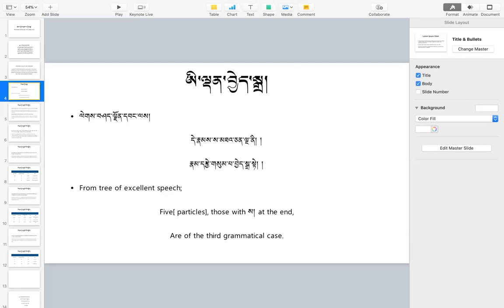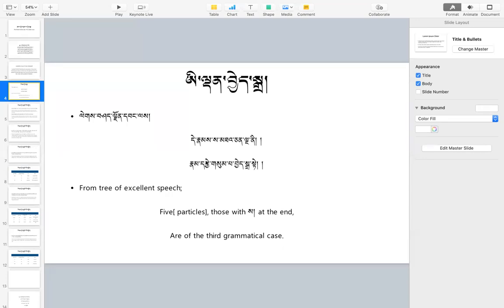Nami sumba chera te, which means the third grammatical case that is of the subject case. So here we see that these 5 particles are used in a particular usage case that is of the subject case. So 5 particles, those with sa at the end, are of the third grammatical case. So we're using it for the third grammatical case, the third grammatical case being the case of the subject case. So here we understand that the usage is of the subject case.